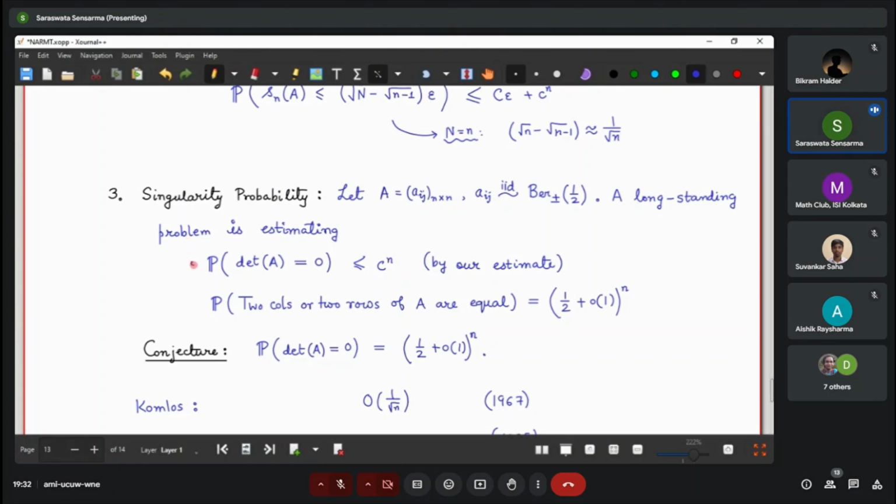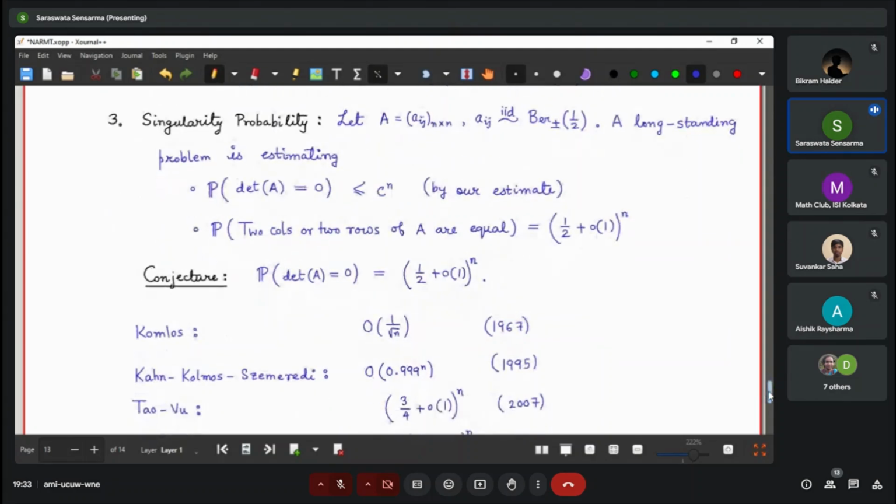And also, as discussed before, the probability that two columns or two rows of A are equal, or they are like plus or minus negative of each other, that is about half plus some small term to the power n. Now the conjecture for a long time has remained to be that the probability that determinant of A is 0 is actually this. So the main reason why such a Bernoulli plus-minus random matrix is singular is because two of the vectors are sort of equal, or they're minus of each other. And this has a very rich history.